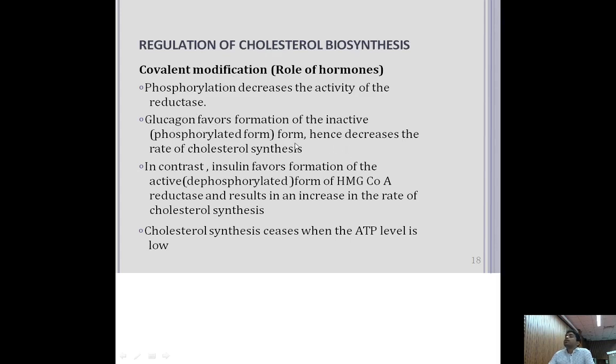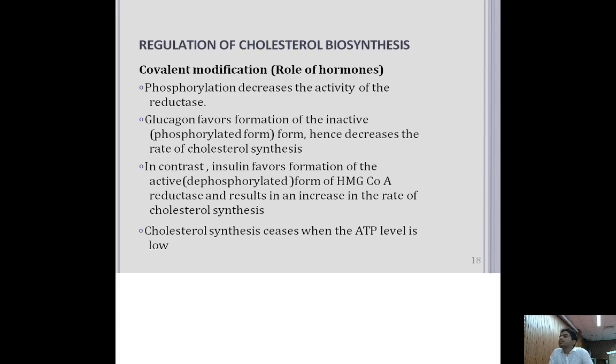Glucagon will decrease the rate of cholesterol synthesis, and insulin favors the formation of cholesterol by activating HMG coenzyme reductase. So till now we saw what the regulations are. Competitive inhibition by drugs: the group of drugs is known as statins, and they competitively inhibit HMG coenzyme A reductase.